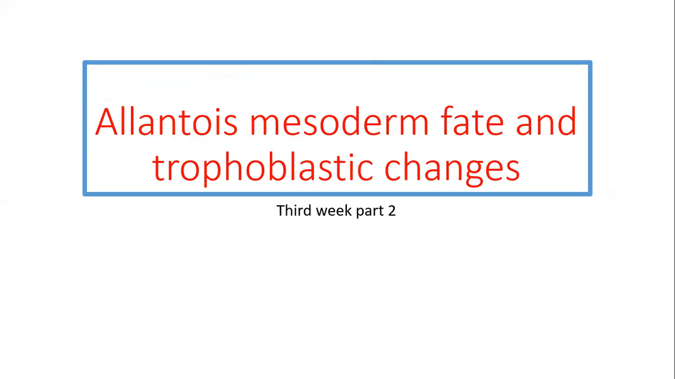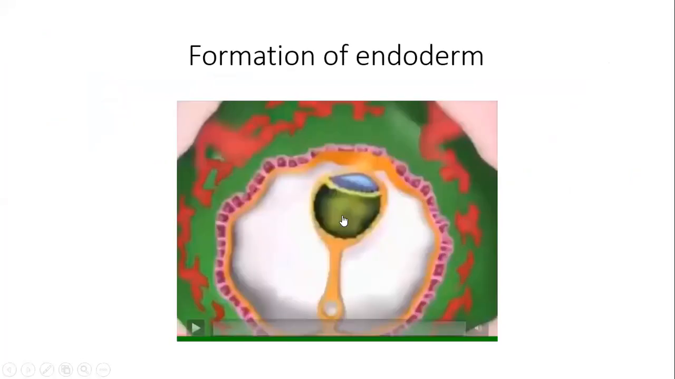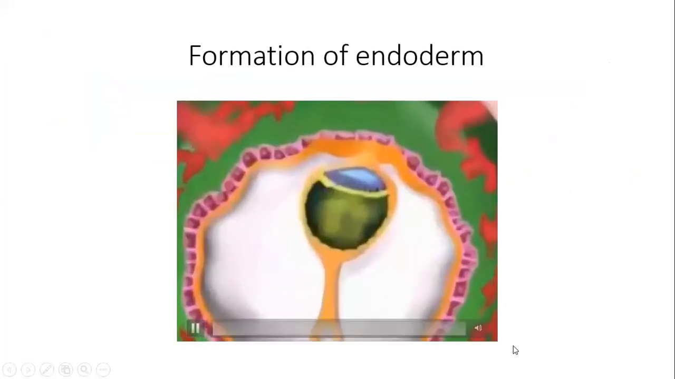So hello students, with the continuation of our last lecture, that is the third week, we'll study in this part the allantois formation, the mesodermal fate, and the trophoblastic changes. And along with it, we'll do the summary of the gastrulation, that is the formation of the definitive endoderm and the notochord formation. So this is a small video for you.